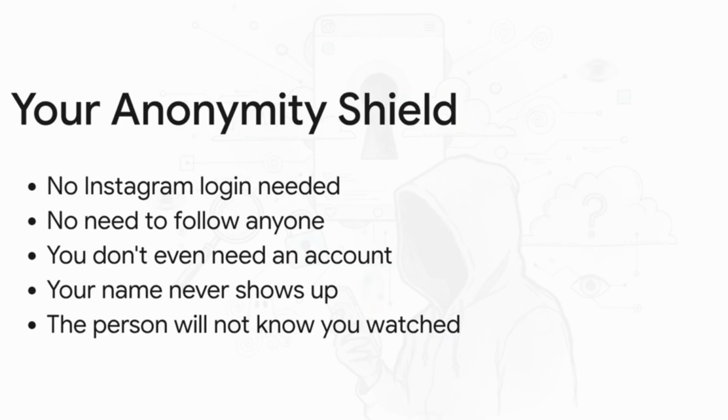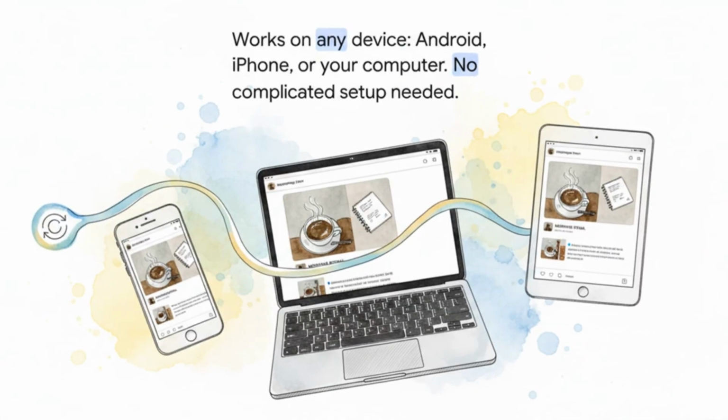Here's why it works so well. You never have to log into your own Instagram. You don't have to follow the person. In fact, you don't even need an Instagram account at all. This means your name never, ever shows up on their viewer list. They will have absolutely no idea you were there. And it's super convenient too. Because it's a website, not an app, there's nothing to download or install. You can use it on your Android, your iPhone, your computer, whatever you've got. It just works. Right in your browser, anywhere you are.